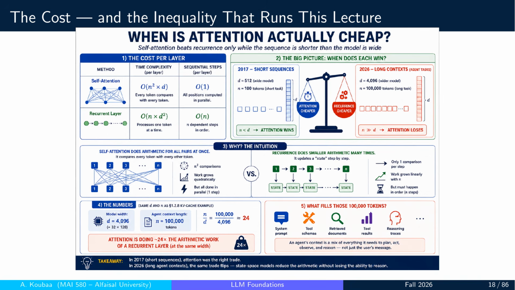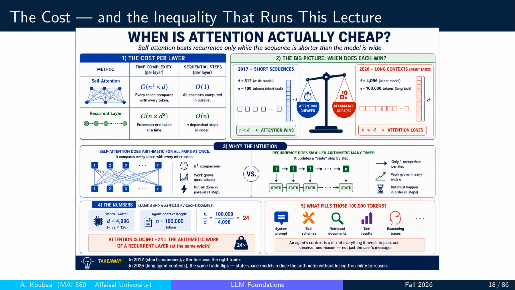Now, put real numbers in it. The original transformer had d equal to 512 and sequences of a few hundred tokens. There, n is smaller than d. The ratio is below 1, and attention wins comfortably. That is the regime attention was invented in.